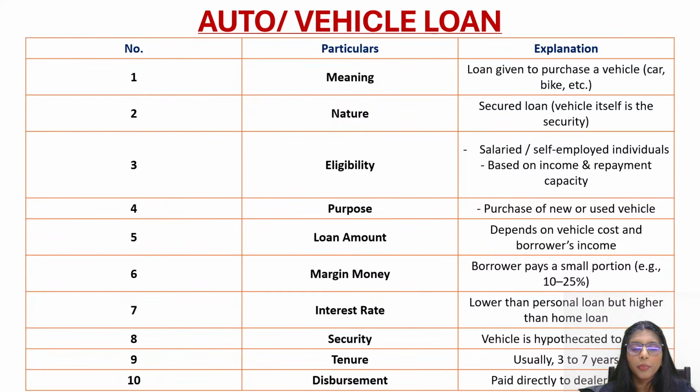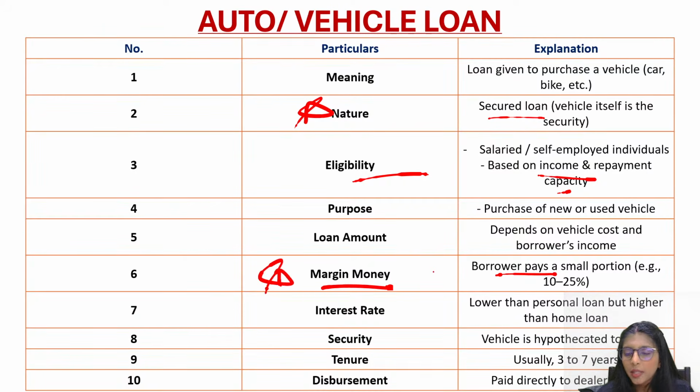Okay. Auto vehicle loan. Auto vehicle loan is basically a loan given to purchase a vehicle like a car, bike, anything. Nature: it's a secured loan. Who are eligible: salaried, self-employed, based on income and repayment. And margin money: borrowers pay a small portion, that is 10 to 25%. Loan amount depends on the vehicle cost and the borrower's income. Tenure is basically 3 to 7 years. These are important star points for the exam under auto vehicle loan.